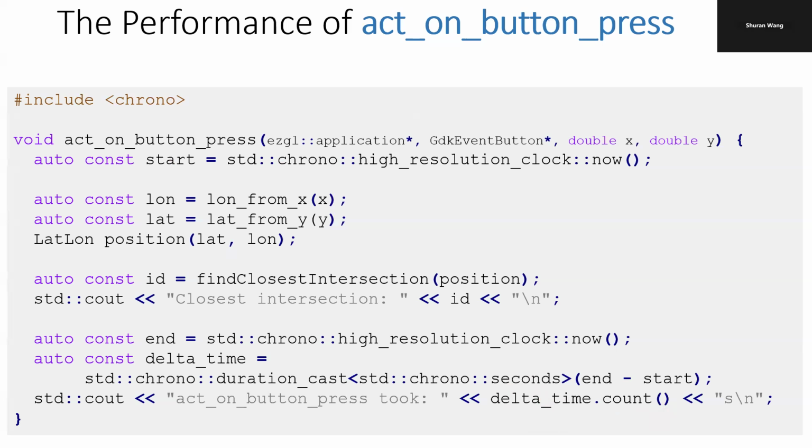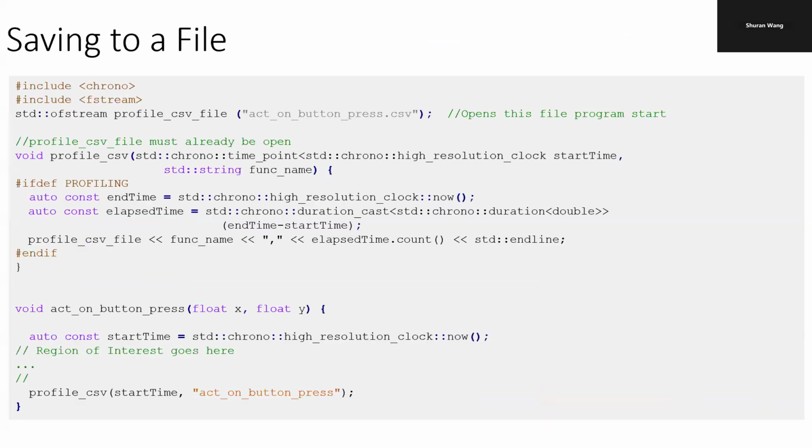You can further automate it by saving to a file. That's way easier to follow. Like this. At the start of the program, open a file using an ofstream output file stream called profile CSV file inside act on button press.csv, for example. We're opening up a CSV file for output.